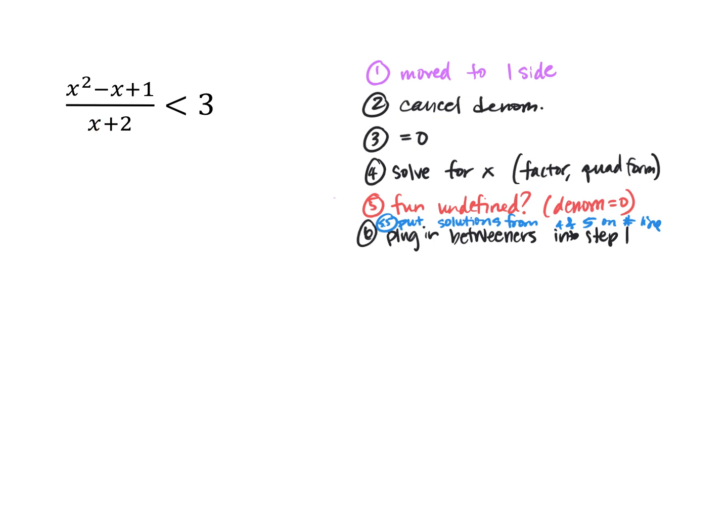Here we go. We got x squared minus x plus 1 over x plus 2, and we've got that 3 moved to the left, so we got minus 3. Then that next step says cancel the denominators. What are we going to multiply everything by? X plus 2. And when I do that, what would we have left?